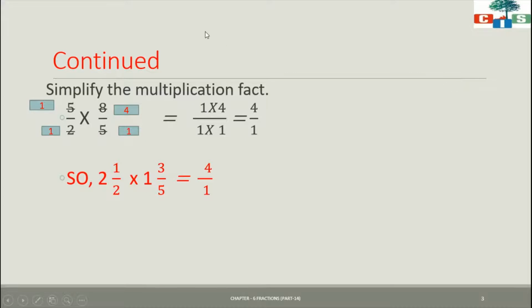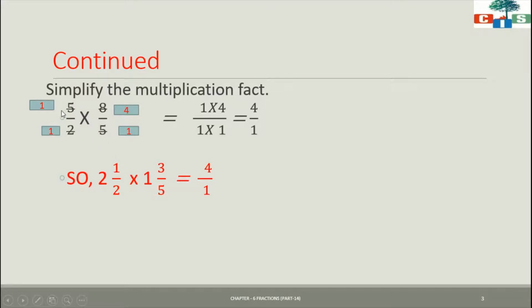Here we will see how to simplify the fractions with the multiplication fact. What is the multiplication fact? We have to divide the numerator and the denominator with a common factor. Scholars, you cannot divide numerator with numerator or denominator with denominator. Here we have 5 in the numerator and 5 in the denominator, and we can easily divide 5 with 5, which is a common factor.